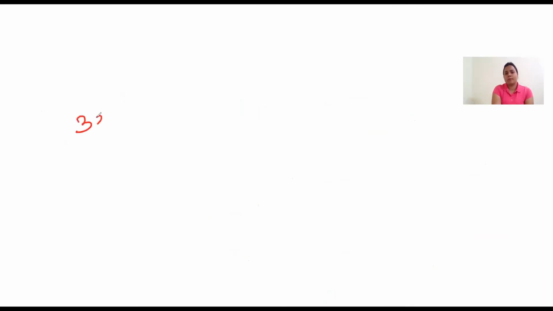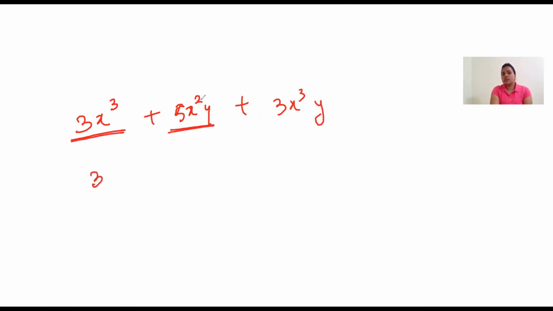Let's take some more examples. 3x cube plus 5x square y plus 3x cube y. Okay. So in this case, the degree of this term is 3. Degree of this term is 2 plus 1, that is 3. And the degree of this term is 3 plus 1, that is 4. So the highest degree is 4. So the degree of the complete polynomial is 4.